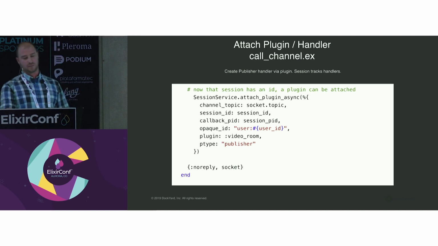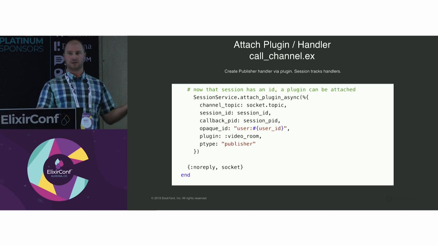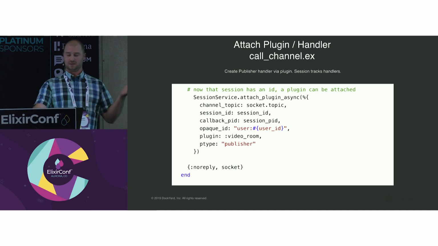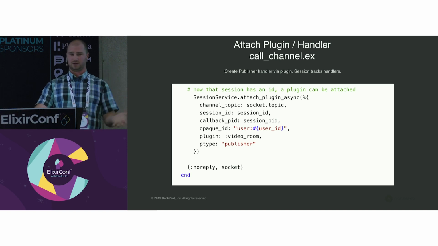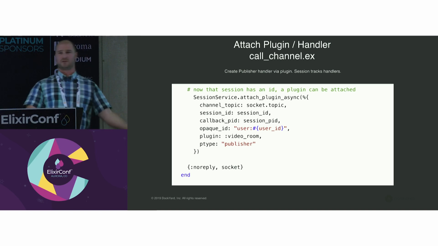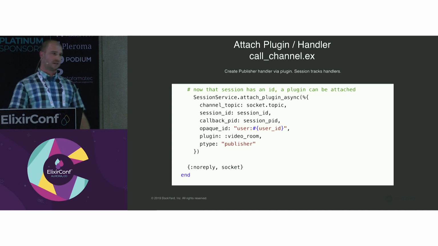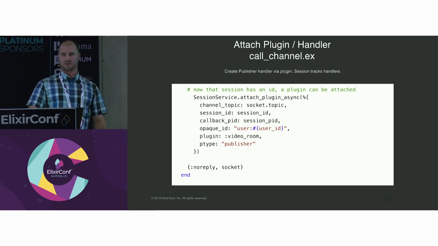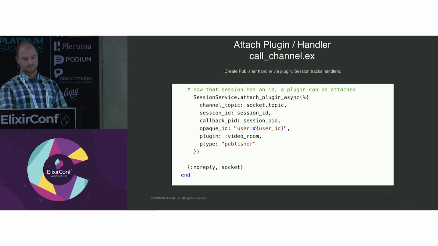And then this is the other step. Once we have a session, we can then attach a plugin. So these are things that were done on the Janus JavaScript implementation, but because of the Elixir Phoenix WebSocket goodness, we can move that over into Elixir land. In this case, the very first thing you want to do on a video room is publish your feed. So this is a publisher that's being attached.